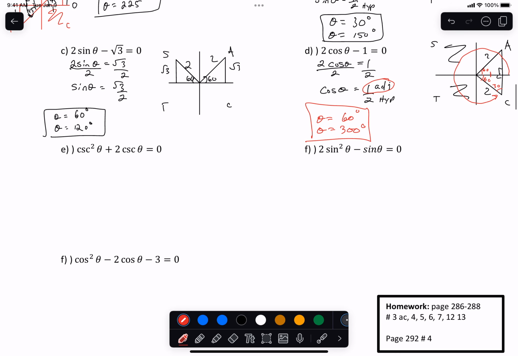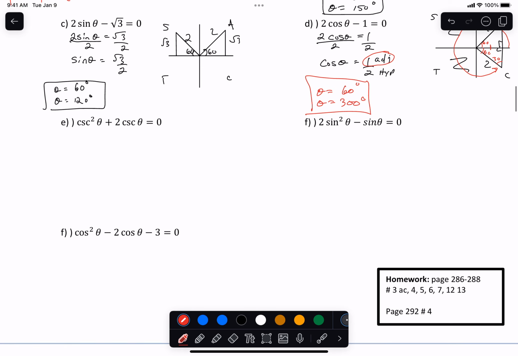Okay, a little bit different for question E, F, and the second F. Okay, E has some reciprocal trig ratios in it. So what we're going to do here is I'm going to just, right off the bat, I'm just going to get rid of, oh no, I don't actually for this question. I'm just going to factor out a cosecant. And I'm going to be left with a cosecant theta plus 2 is equal to 0.